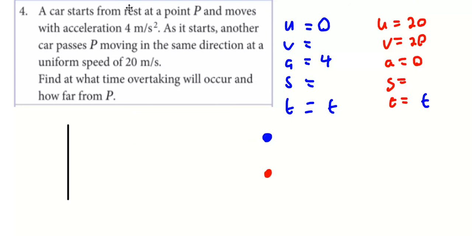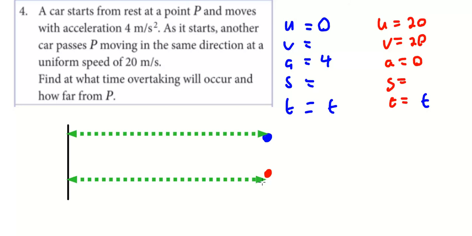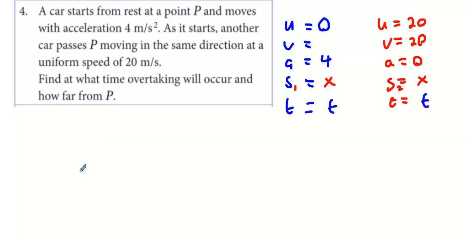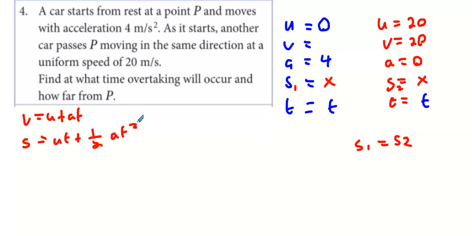Eventually they catch up. What is the same in this scenario? The distance traveled is the same at overtaken. So what can we say about S1 and S2? They're the same value, aren't they? Okay. Options. V equals U plus AT, anybody? Nope. What about S equals UT plus a half AT squared? I'd say yeah. You have the acceleration.